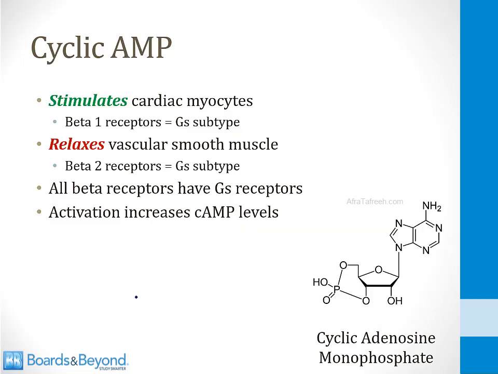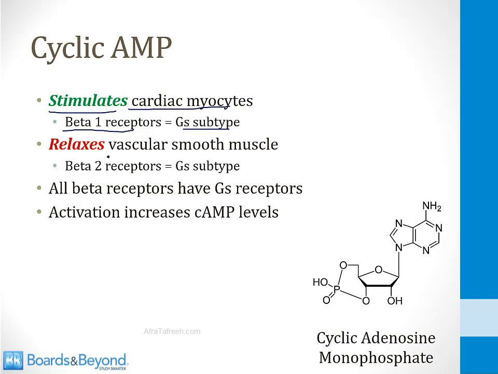Cyclic AMP has different effects depending on whether it's found within cardiac myocytes or vascular smooth muscle. In cardiac myocytes, high levels of cyclic AMP are stimulatory. For that reason, beta 1 receptors found in the heart are the GS subtype. Anytime norepinephrine binds to a beta 1 receptor, it will raise the level of cyclic AMP, and that will activate cardiac myocytes, and that will raise contractility.